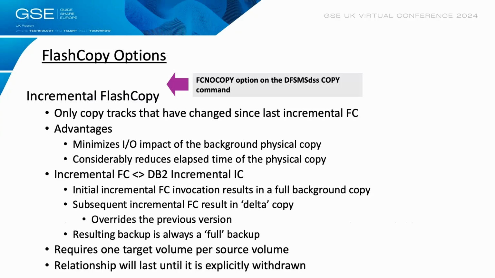Incremental flash copy will only copy tracks that have changed since the last incremental flash copy. I'm just trying to think whether that should say last volume. I think the last incremental flash copy is right. So advantages again are IO, elapsed times down.